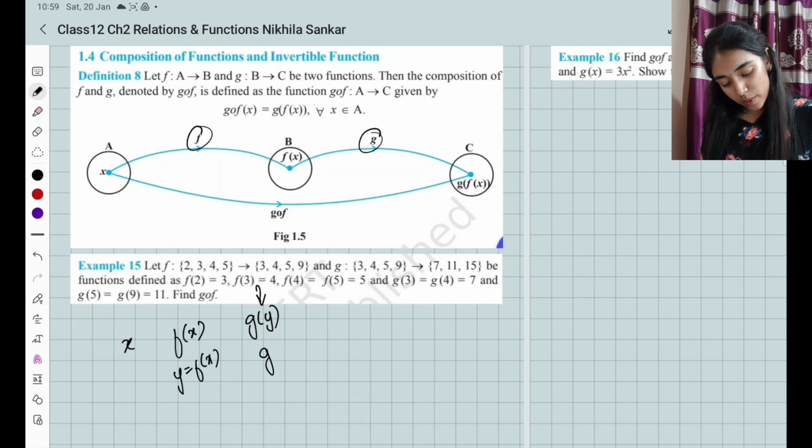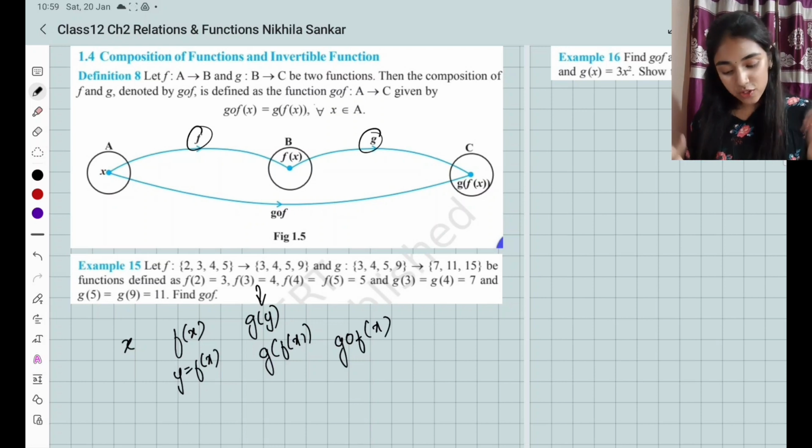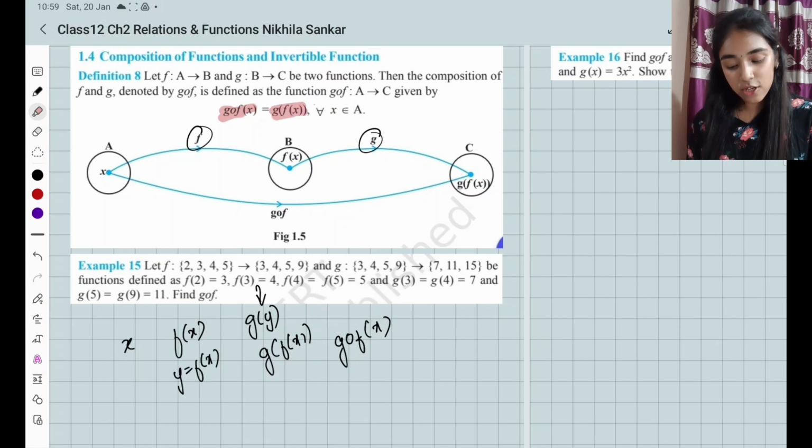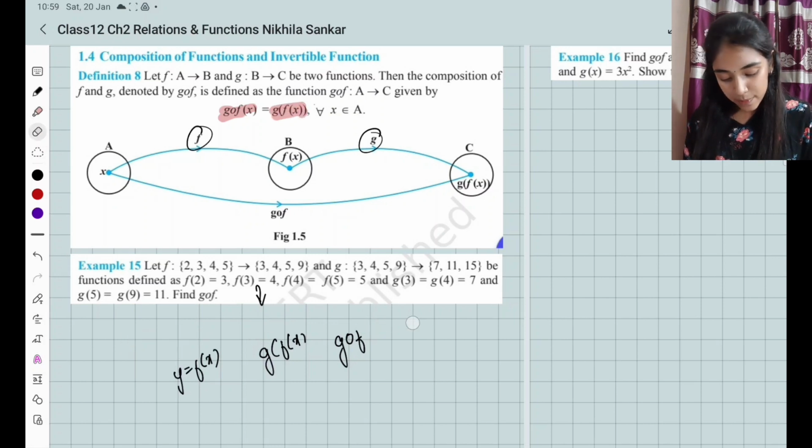So where we substitute y, what do we get? You have g of f of x. So how can we write that? We can write it like this, g of f of x. So this is going to be the composition of function. Very very simple. Okay. Now let's solve an example.